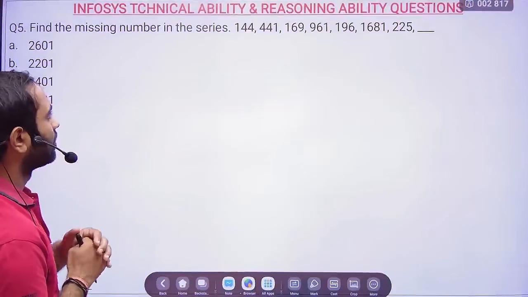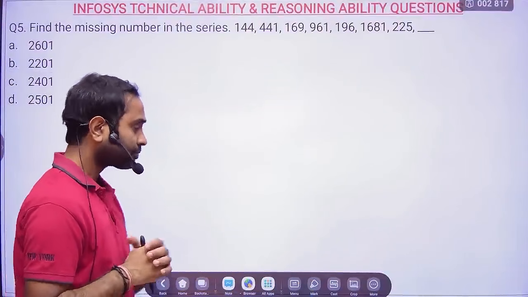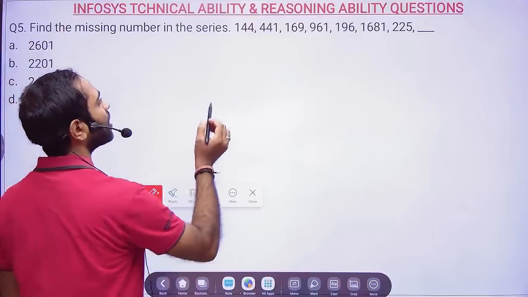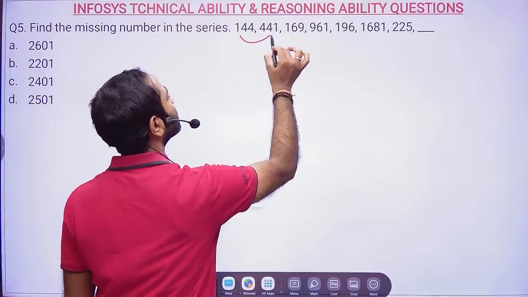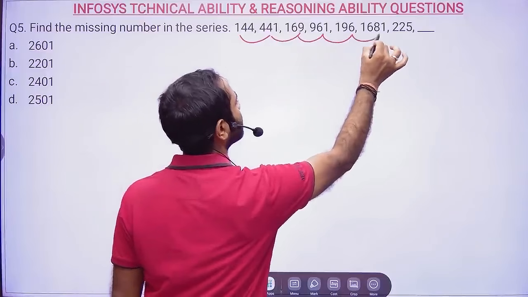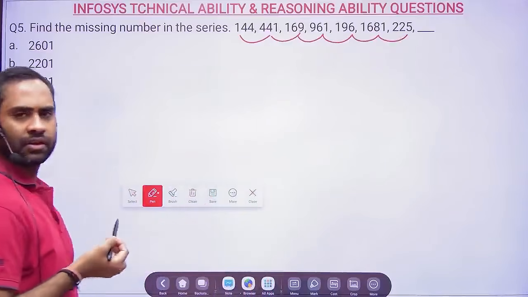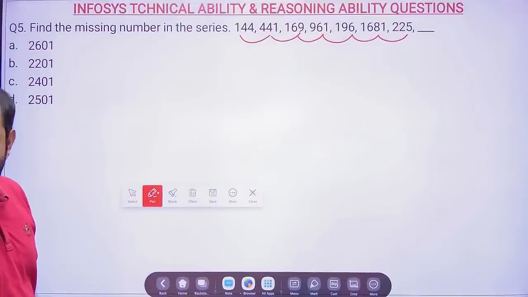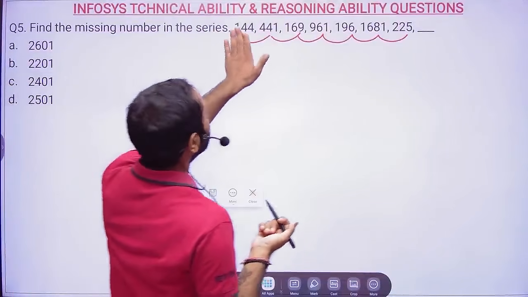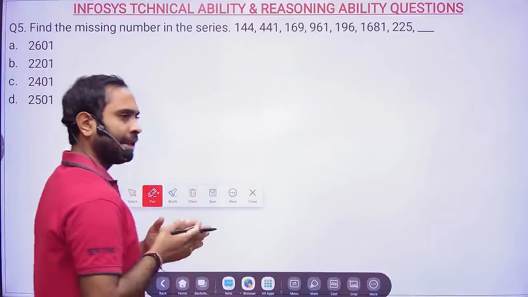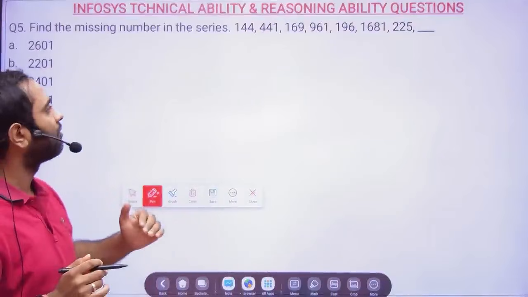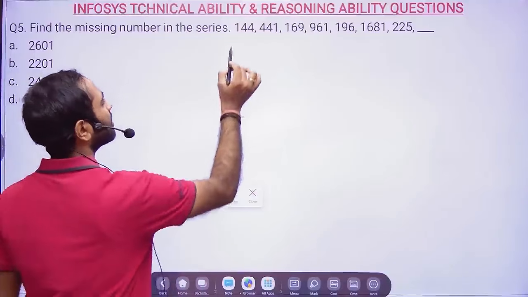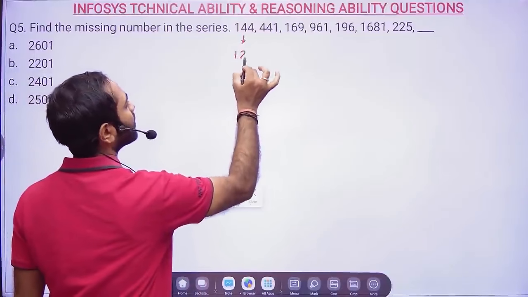Okay, now next question. Find the missing number in the given series. 144, 421. Many of you will start taking the difference and then you will start finding the numbers. That might also give you logic sometimes, okay? But once you know that in number series we have squares, we have cubes, then things become easy. See, this is 12 square, okay?